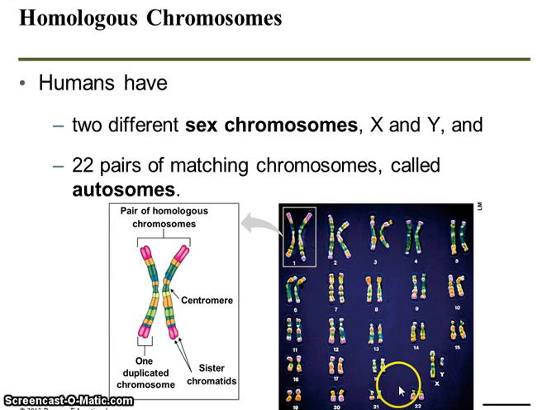So remember, we've got 22 normal body pairs, and then the sex chromosomes, X and Y. 22 autosomes, those are our normal chromosomes, auto meaning self.